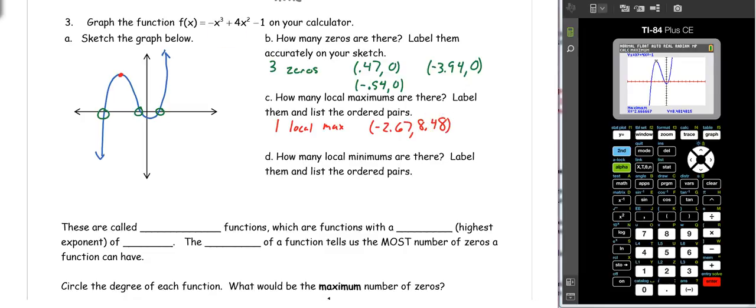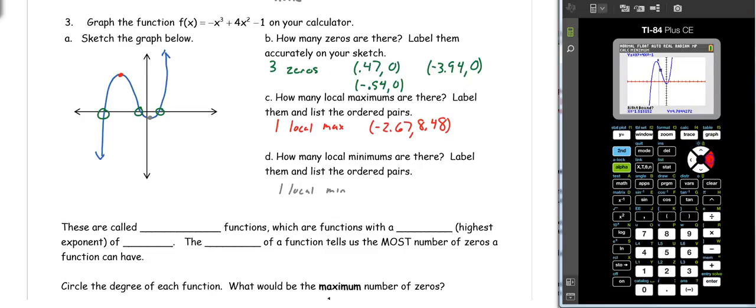And then looking at the graph, we also have a minimum. So to find our local minimum, we're going to do the same thing, but we're going to pick the minimum option. So second calc, option 3 this time because we want the minimum. So we want to be to the left of that point. So once we're to the left of our valley, which we already are, we can hit enter.